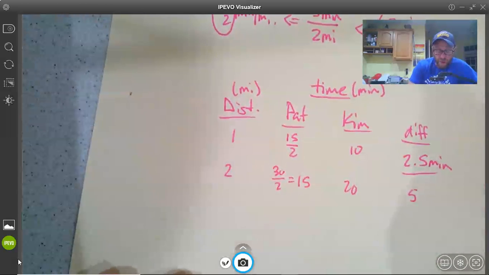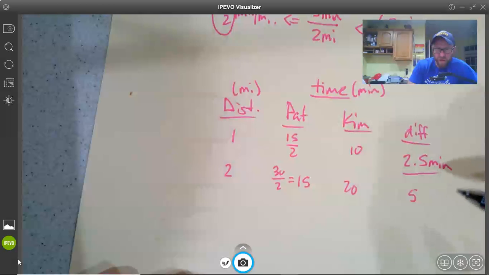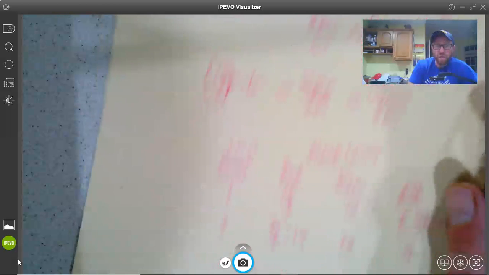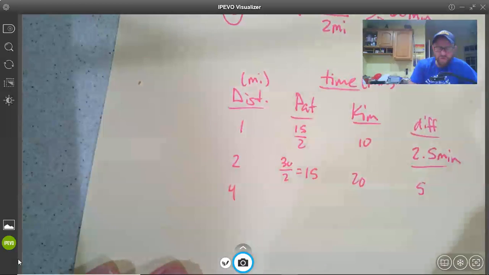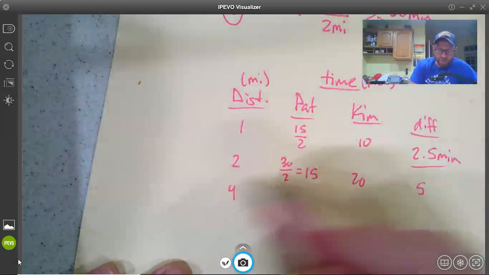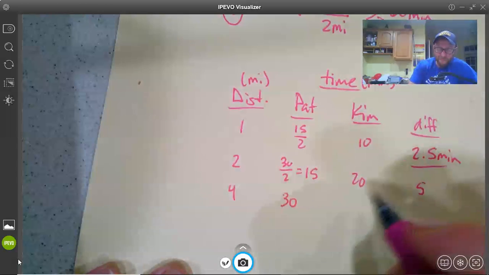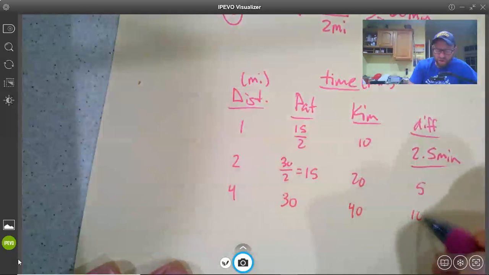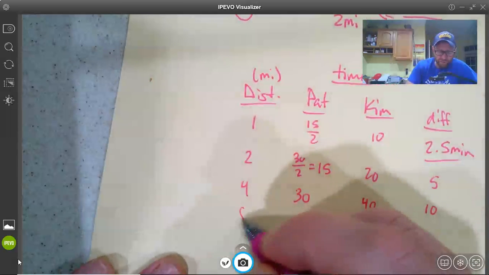So let's see. Instead of just continuing, let's do a couple more rows. Okay. So let's double this. Let's do 4. Let's double it again. So if the distance doubles from 2 to 4, then we're going to double the time, be 30 minutes here. And 40 minutes for Kim with a difference of 10. Difference doubles again.